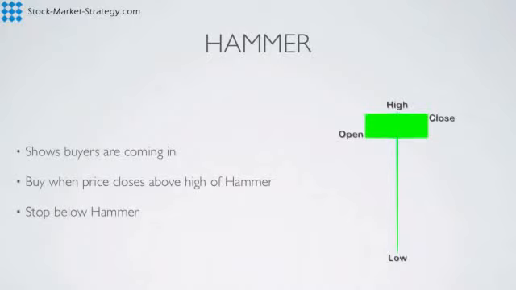The hammer is a positive candlestick, if you can say it like that. It shows that the buyers are coming in, and you can see that because we open here, the price moves down, but then the buyers come in and push the price up. A perfect hammer would be one that closes positive. And when it does that, it shows that all the sellers that pushed the price down are now underwater, they are in trouble, and the bulls are taking control. So a hammer is a bullish candlestick.